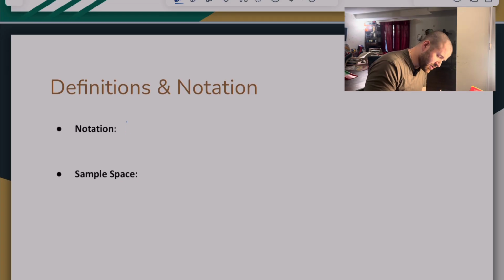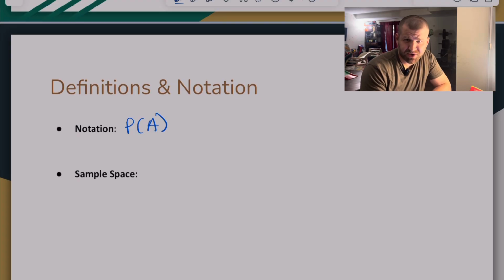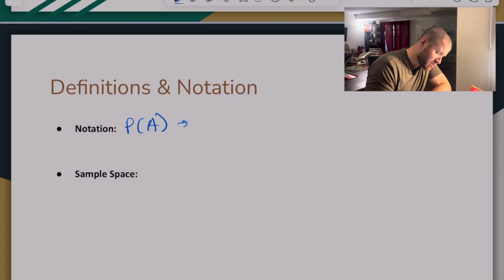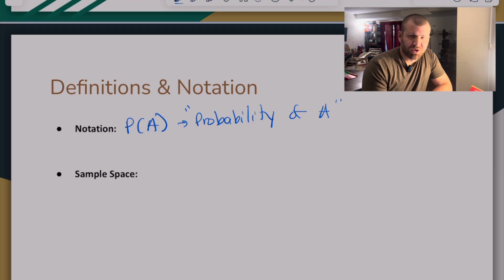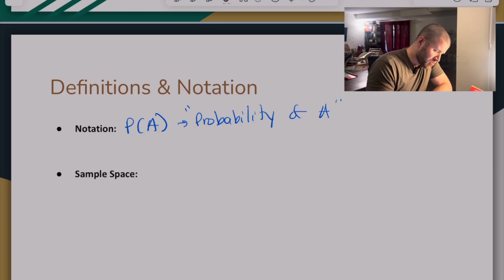Very specifically, the notation that AP uses looks like function notation. So it looks like this. And this represents the probability of A. Literally like read, just like function notation from Algebra 1 and Algebra 2.